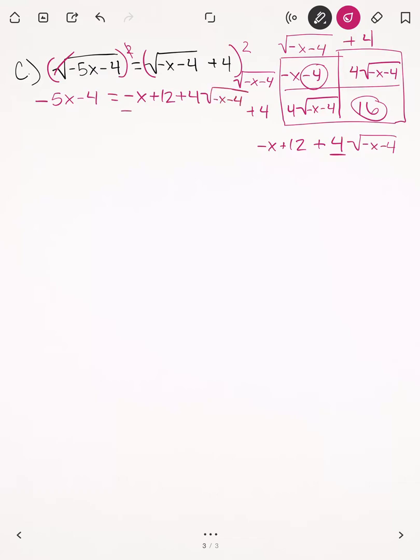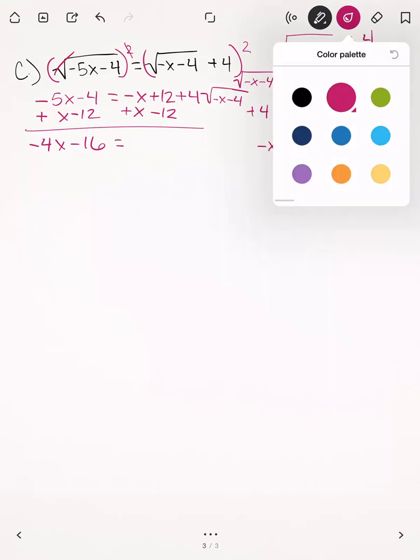Now, I want to move this x over. I want to move this 12 over. So when I do that, I get negative 4x, and I get negative 16, and it equals, oh, I didn't add right. No one stopped me. No one's here to stop me.